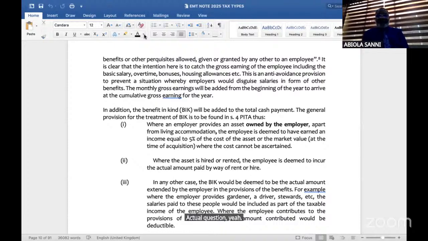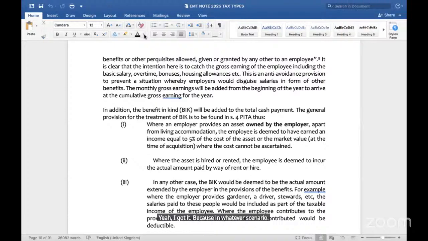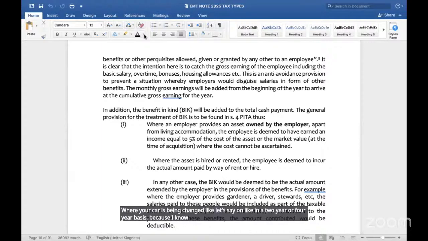In a scenario where your car is being changed, like on a 2-year or 4-year basis, because I know that there are some companies that change cars of their employees every 2 years, 4 years, like all those top people, how would they be able to compute the assessment, sir?